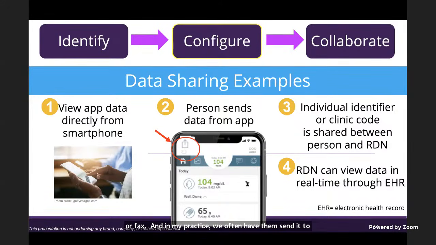Other apps use an individual identifier or clinic code to facilitate sharing between the person and provider. Once they've shared the code, typically the data is always shared in real time. It's kind of like a one and done, sharing the code, and then we're always connected. And for more advanced options, direct integration with the electronic health record may be available.